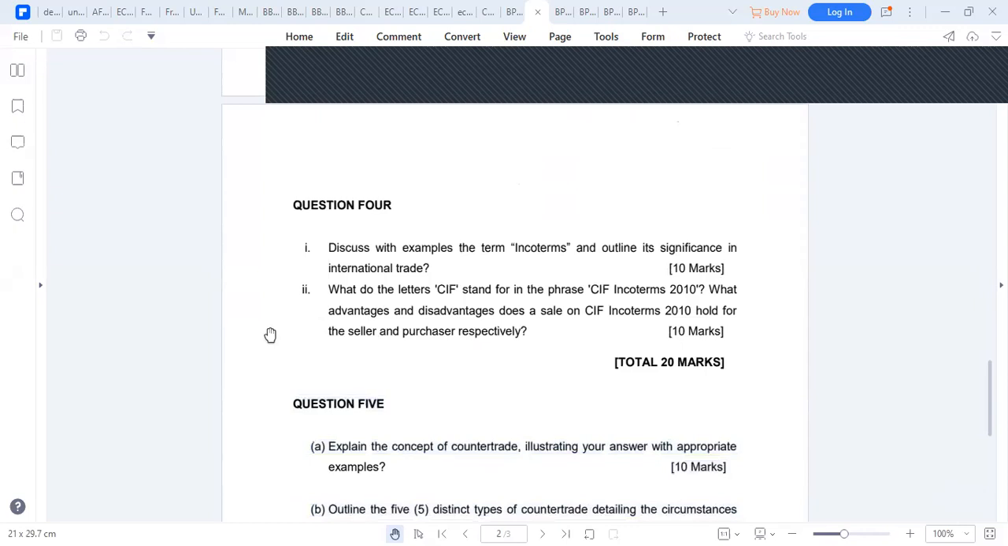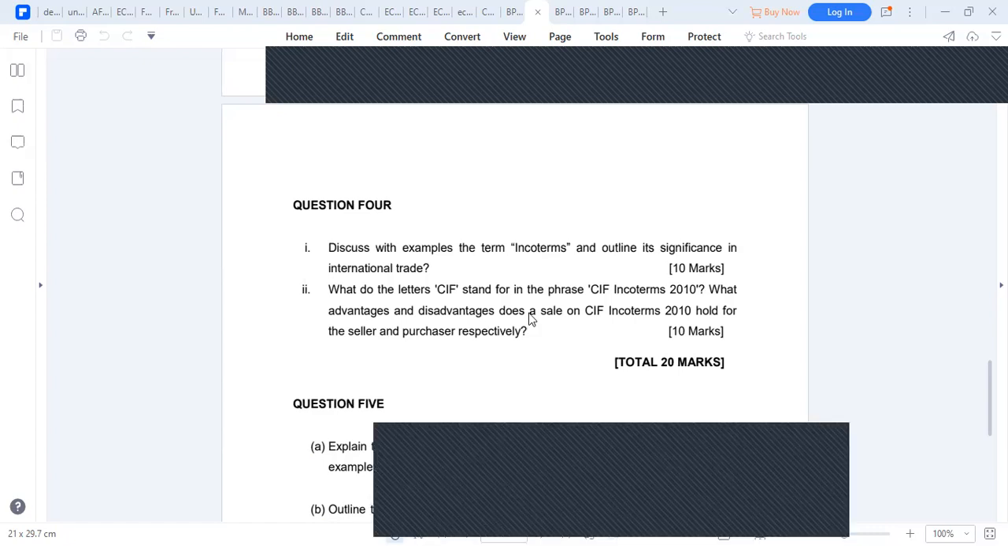So question number 4: discuss with examples the term incoterms and outline its significance in international trade. And also, what does the letter CIF imply? Okay, so this could perhaps have been the first question that this paper could have had, because it introduces the topic itself. So I'll start with part 1.